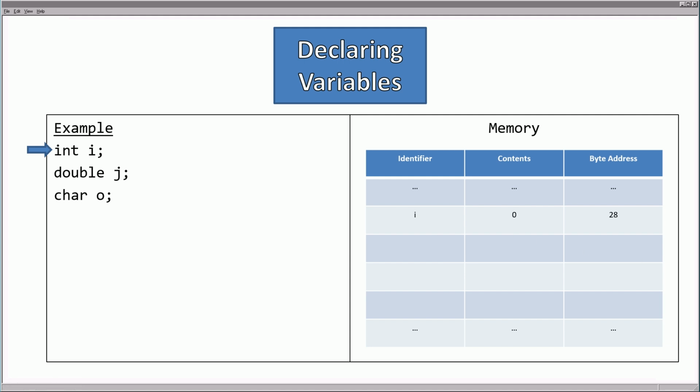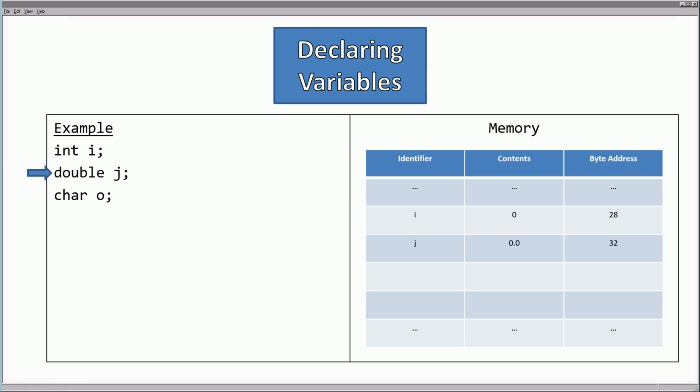Java is a programming language that assumes default values, and you can assume that the default value is going to be 0. Now, if we're going to declare another type of variable, j, then what we do is the same thing. The identifier is stored here, its contents are set to 0, and also notice we did include the decimal point here, and now its byte address is at 32.